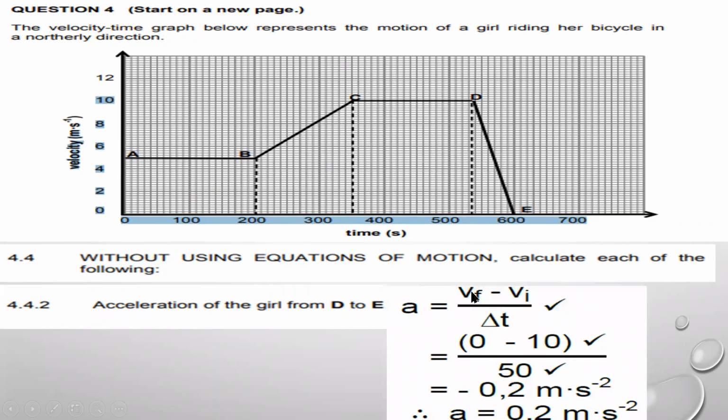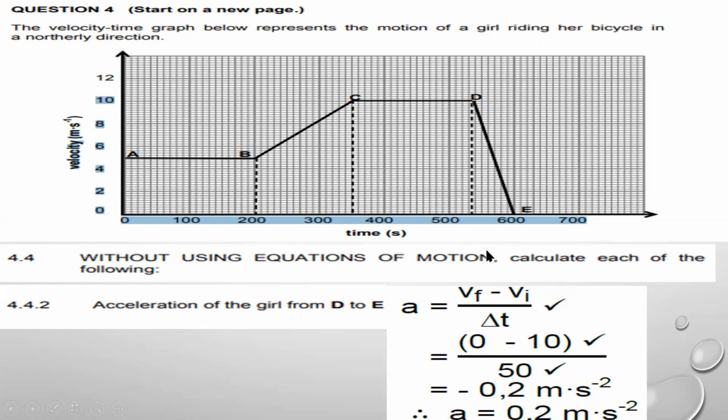Let's see. V final minus V initial, delta V over delta T. What is V final for E? 0 velocity. And initial is 10. So 0 minus 10 over 50. 50 coming from where? From here, it is 550 to 600.